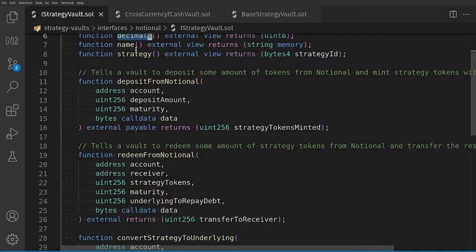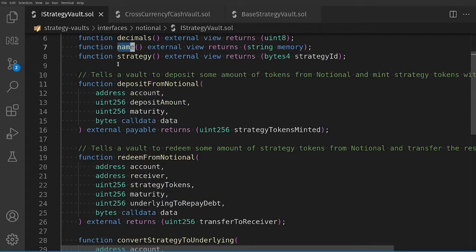Name and strategy are both fields that will largely be hard coded and used for the user interface primarily. The strategy ID is a way for us to group similar strategies that require the same kind of UI code, even though the different strategies may be implemented in very different currencies. So the cross-currency fCash vault that we'll look at is an example that can be implemented in many different currency pairs.